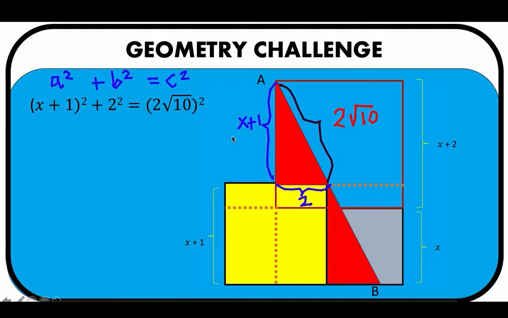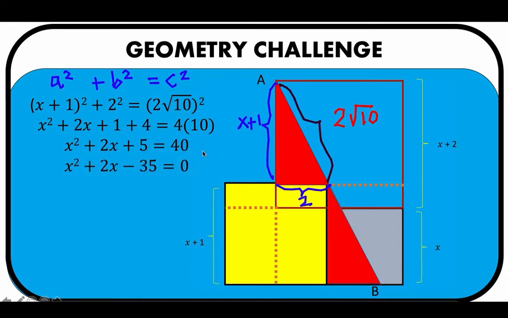The length of A is x plus 1, so we now have the square of x plus 1 plus the square of our b, which is 2 squared, is equal to the square of our hypotenuse, which is the quantity 2 square root of 10 squared. Let's expand this square of binomial to x squared plus 2x plus 1. 2 squared is 4, and the square of square root of 10 is 10. Simplifying further, 1 plus 4 is 5, and 4 times 10 is 40.